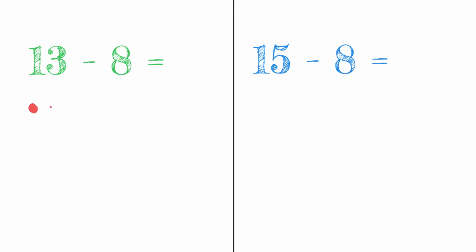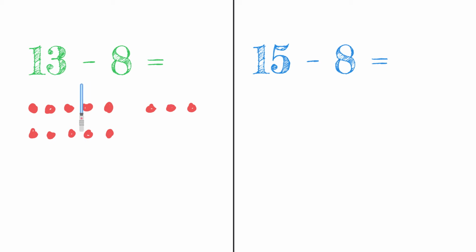So 1, 2, 3, 4, 5, 6, 7, 8, 9, 10, 11, 12, 13. Okay, so I've got my 13 total, and I modeled it in groups of 5, 5, 10, 13. And remember, we do a 5 and a 10 because this models what a 10 frame looks like. Because remember, on a 10 frame, we have 5 and 5, and that combines to make 10.